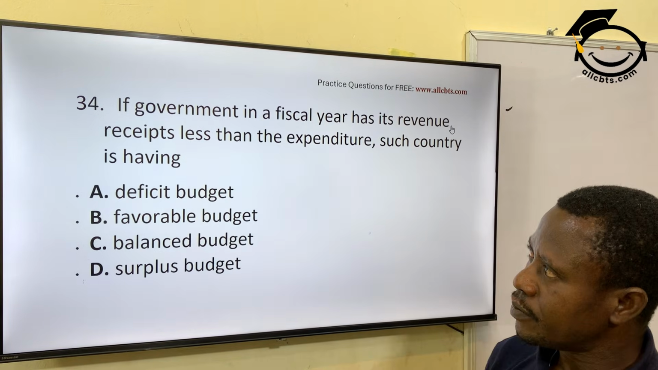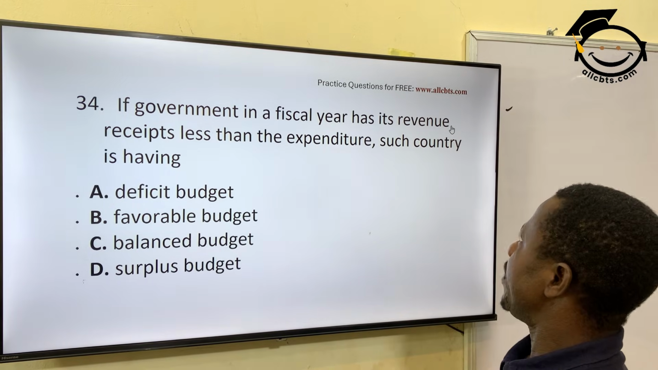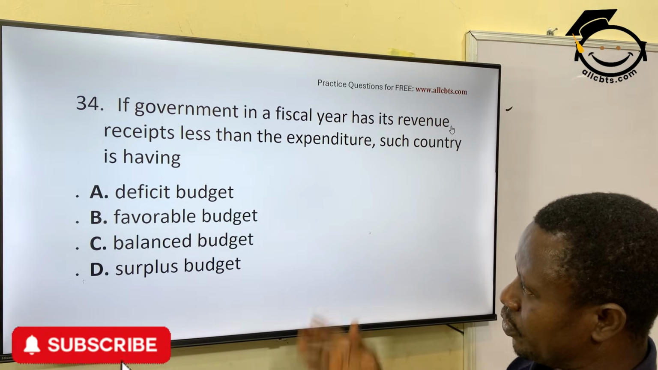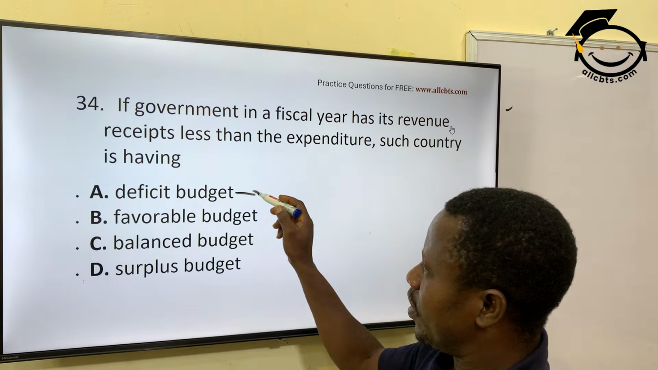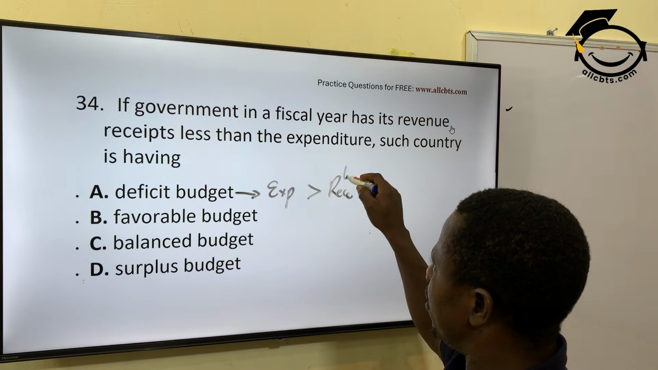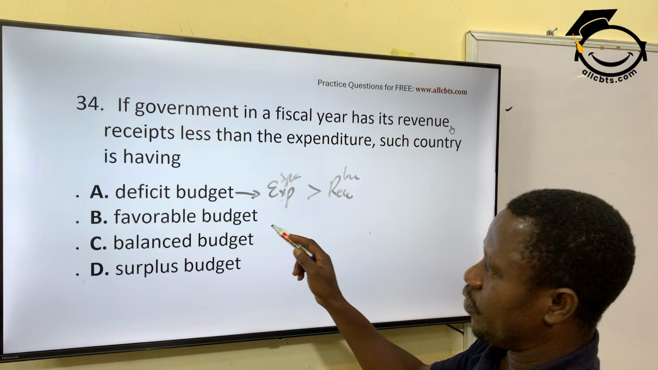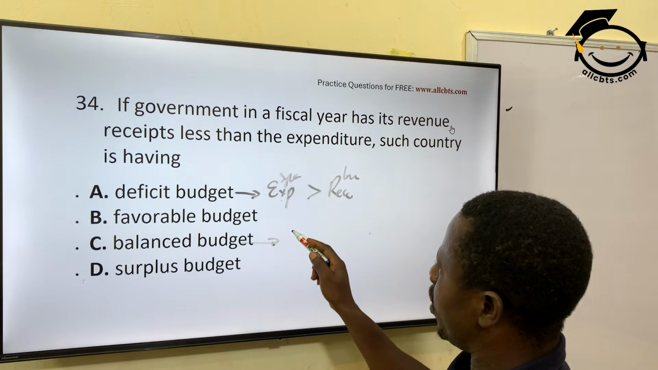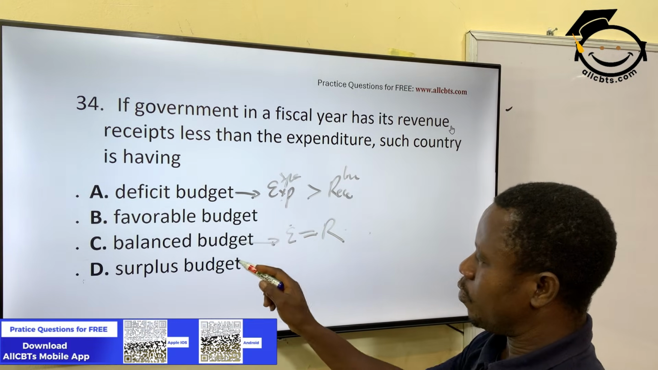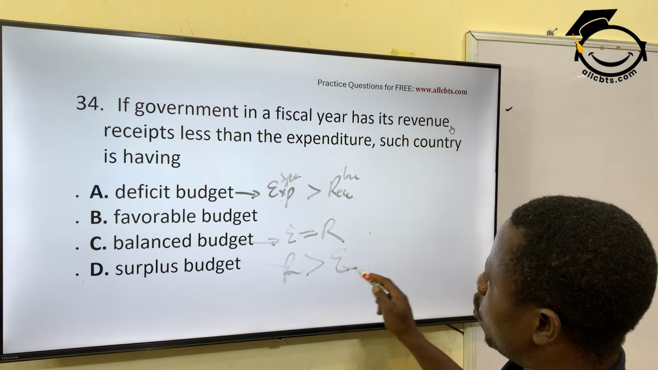Okay? If government in a fiscal year, that's a financial year, has its revenue receipts less than expenditure, such a country, I think I mentioned something like this. A deficit budget is when government is spending more than what it is receiving. Receipts are income, spending is expenditure. A balanced budget is when expenditure equals receipts, that's income equals expenditure. A surplus budget means when revenue is more than expenditure. This is the opposite.